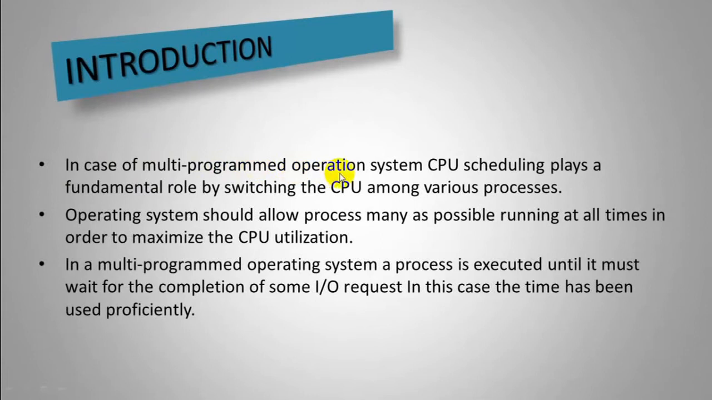In the case of a multi-programmed operating system, CPU scheduling plays a fundamental role by switching the CPU among various processes. The operating system should allow as many processes as possible to run at all times in order to maximize CPU utilization. In a multi-programmed operating system, a process is executed until it must wait for the completion of some I/O request. In this case, the time has been used proficiently.